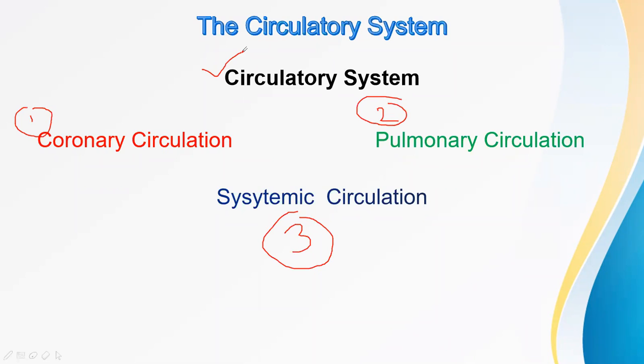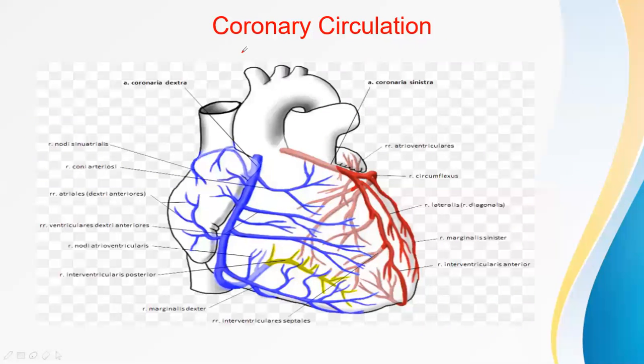The human circulatory system is divided into three sections: coronary circulation, pulmonary circulation, systemic circulation. So let's have a look at each section. First, coronary circulation. Well, on the screen, you are watching a picture of the heart.